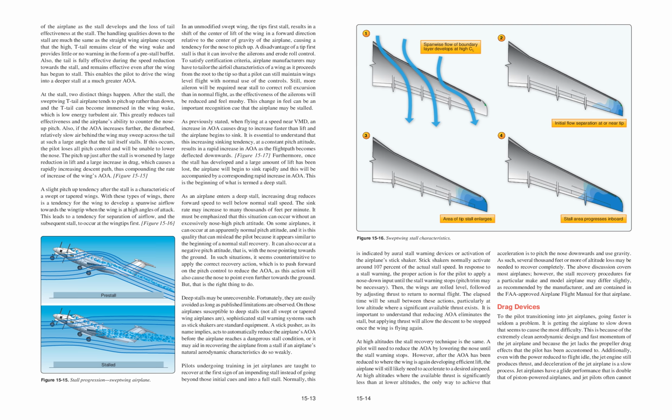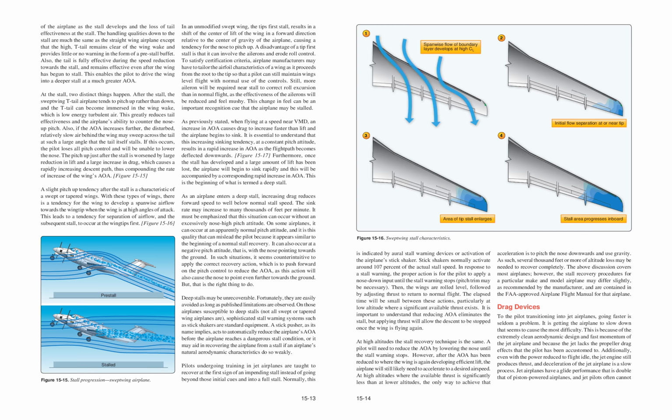of the airplane as the stall develops, and the loss of tail effectiveness at the stall. The handling qualities down to the stall are much the same as the straight-wing airplane except that the high T-tail remains clear of the wing wake and provides little or no warning in the form of a pre-stall buffet. Also, the tail is fully effective during the speed reduction towards the stall, and remains effective even after the wing has begun to stall. This enables the pilot to drive the wing into a deeper stall at a much greater AOA.